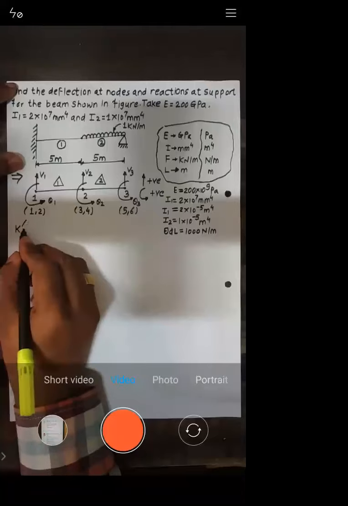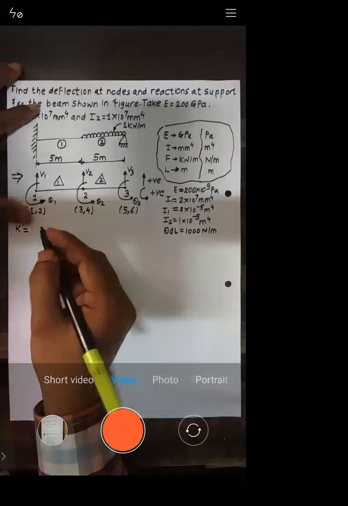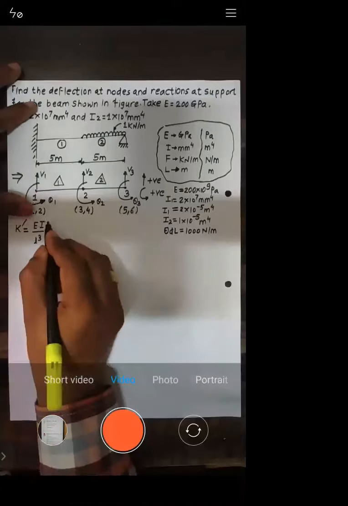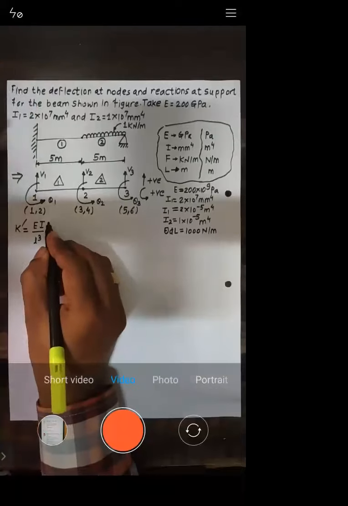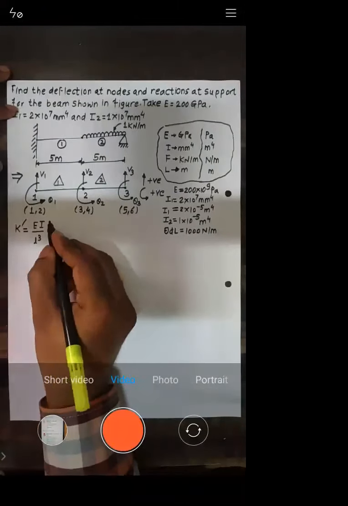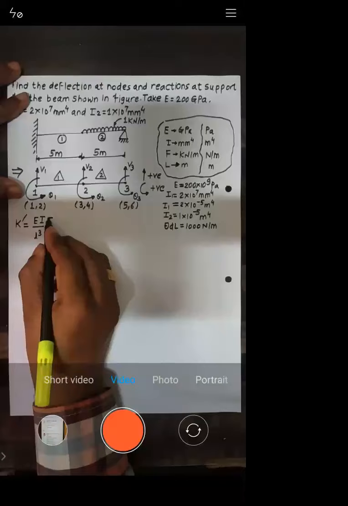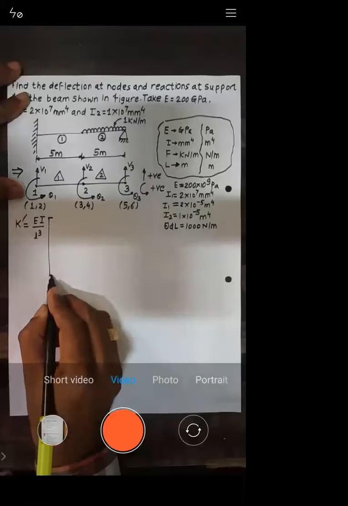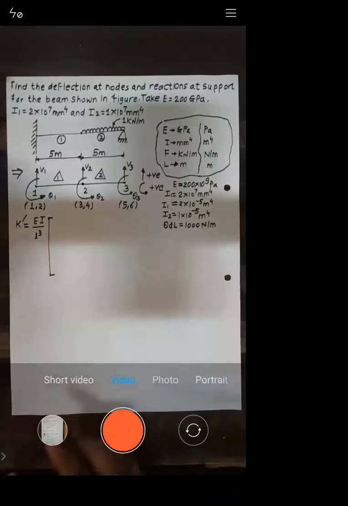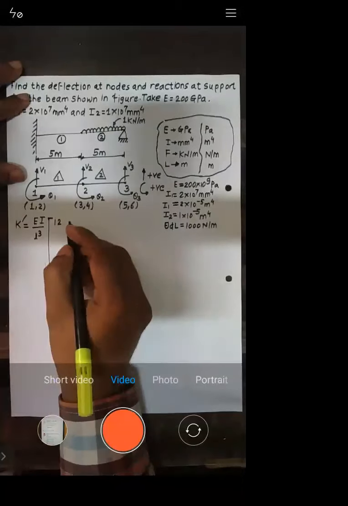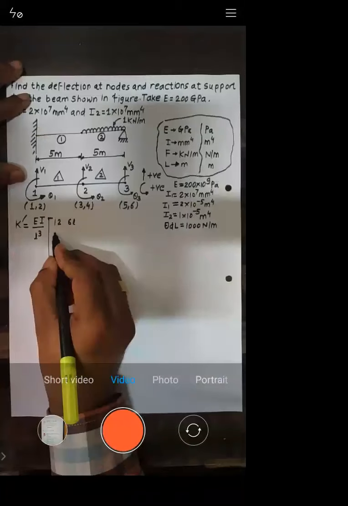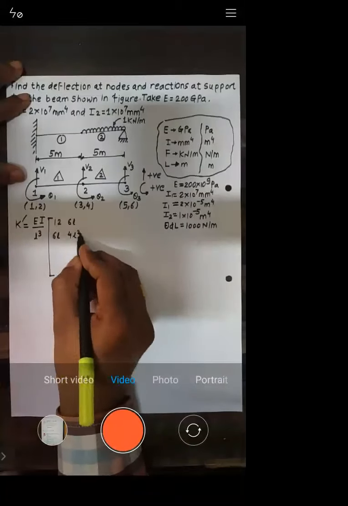The stiffness matrix is given by, I will write down the stiffness matrix, EI by L cube. Is it okay? Next, EI by L cube, 12, 6L, 4L square. Is it okay?